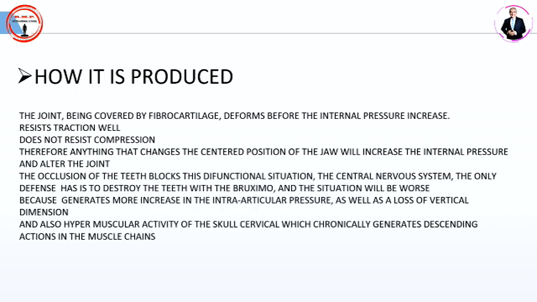The central nervous system's only defense is to destroy the teeth with bruxism, and the situation will be worse, because it generates more increase in the intra-articular pressure, as well as a loss of vertical dimension. And also hypermuscular activity of the craniocervical area, which chronically generates descending actions in the muscle chains.